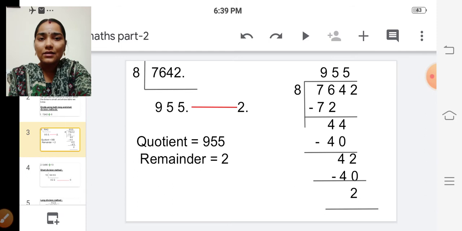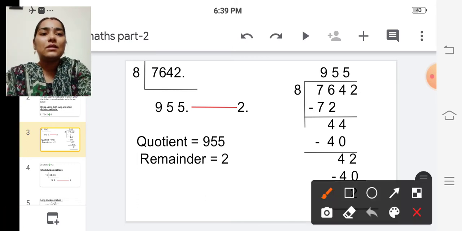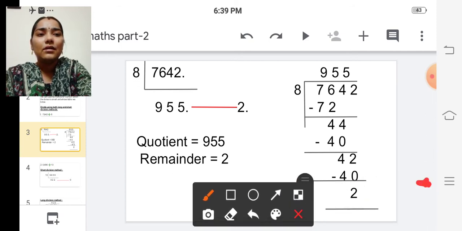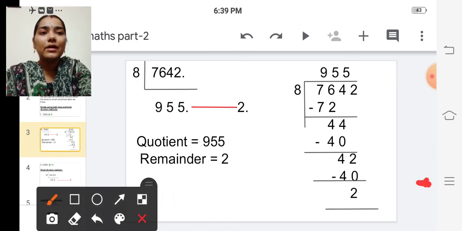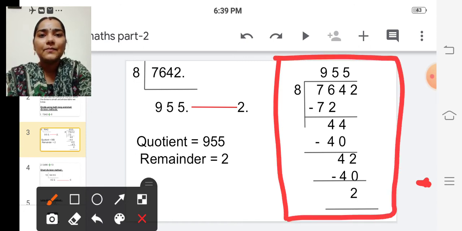So shall we do a long division method for this problem? Yes. 7642 divided by 8. This is the format for long division method. So 7642 divided by 8. First let's consider the first 2 digits of the dividend.